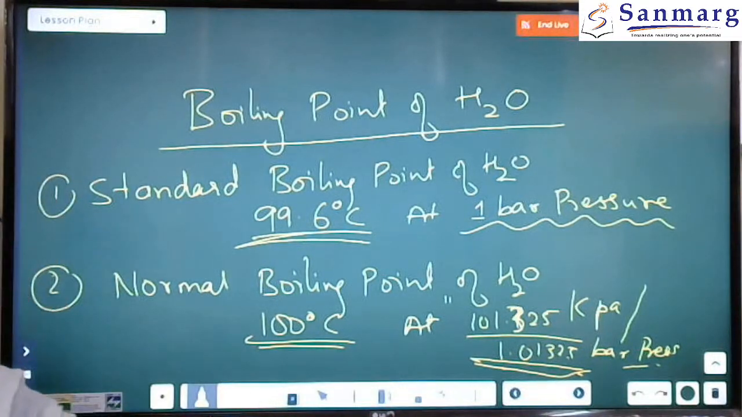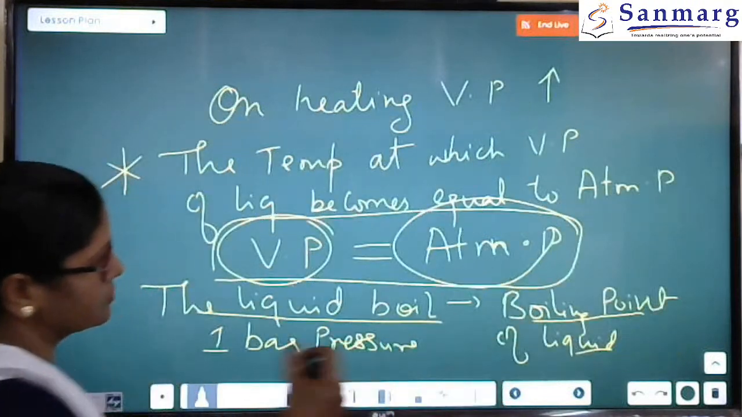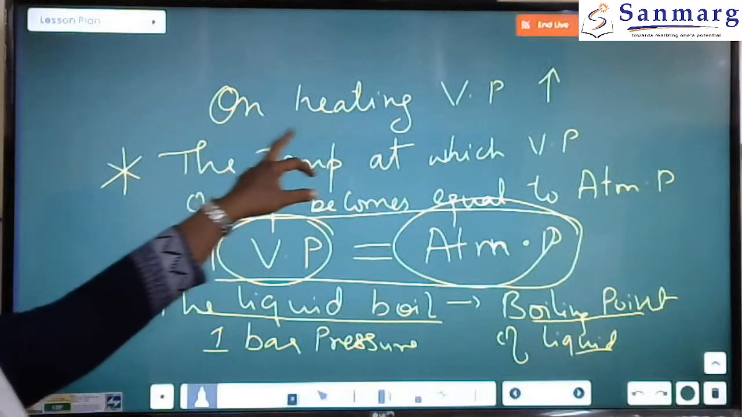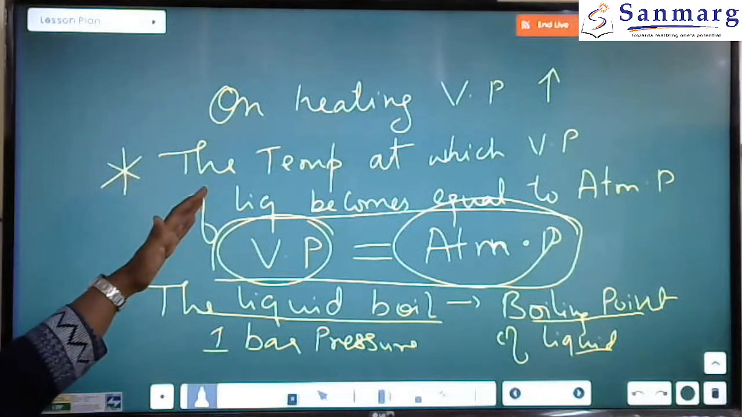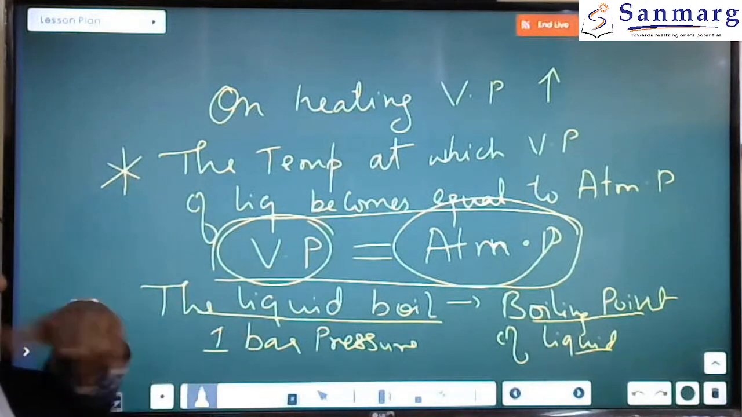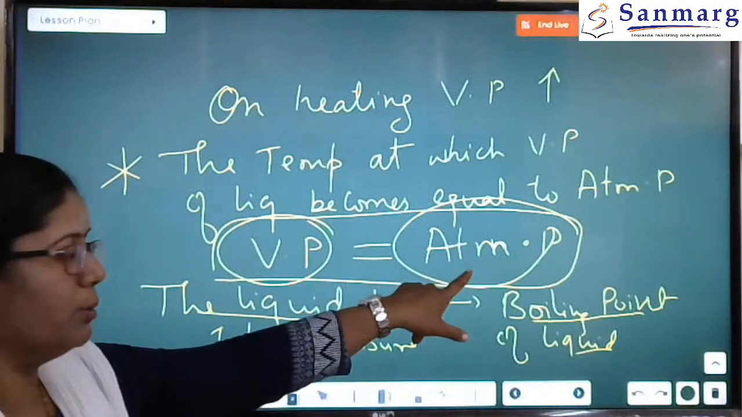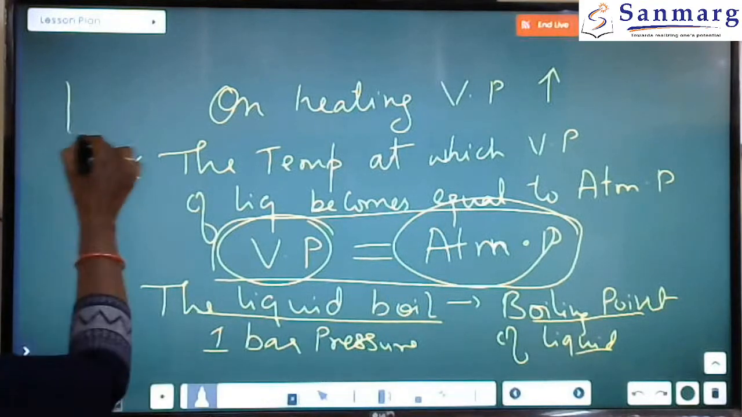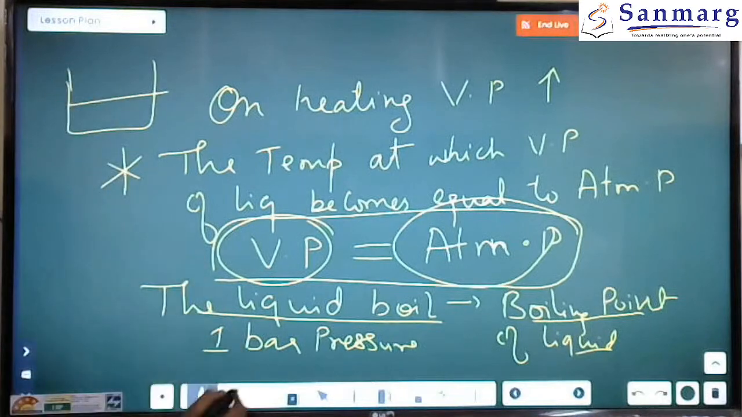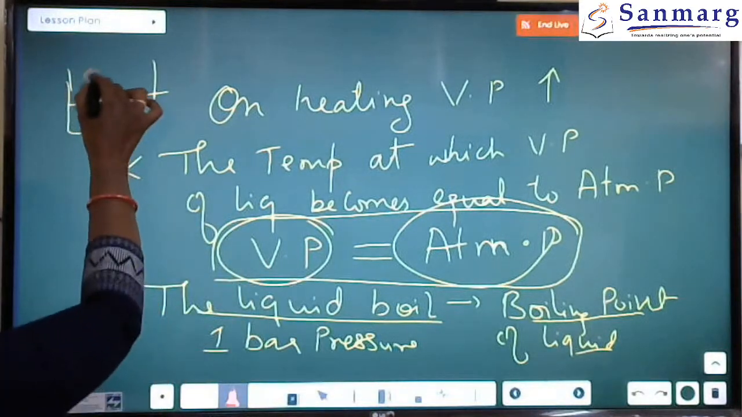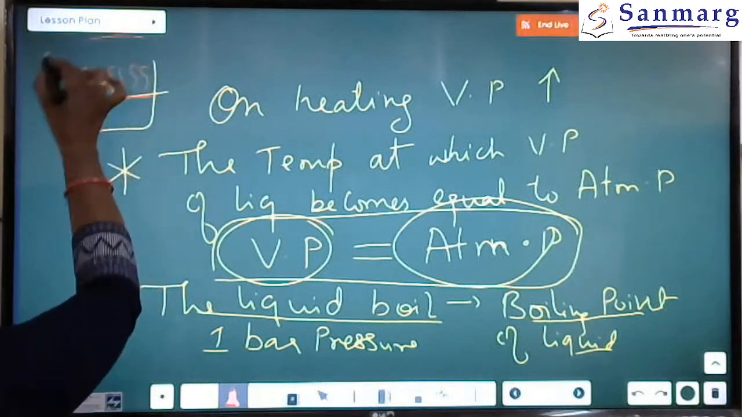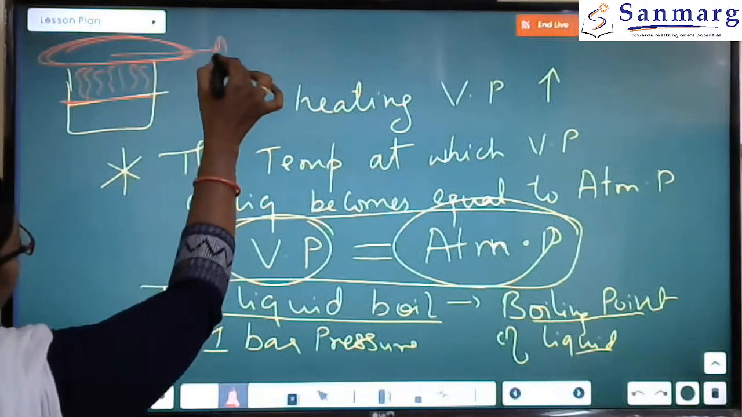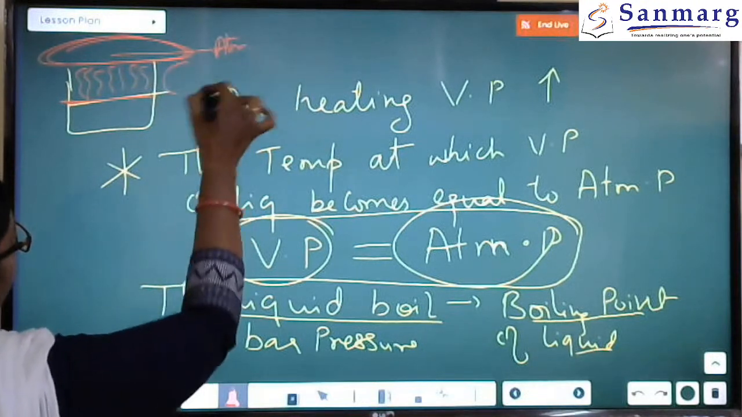Okay. So what is boiling point? The boiling point of a liquid is nothing but the temperature at which, on heating, vapor pressure increases and the vapor pressure of the liquid becomes equal to atmospheric pressure. So you have two pressures here. This is vapor pressure, and outside here you have another, atmospheric pressure.